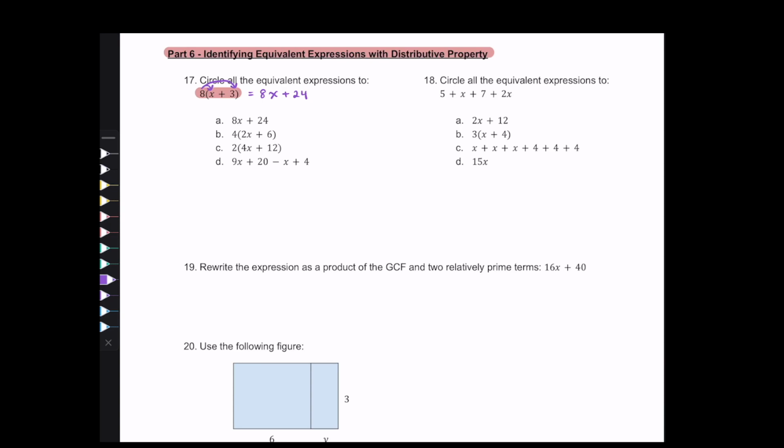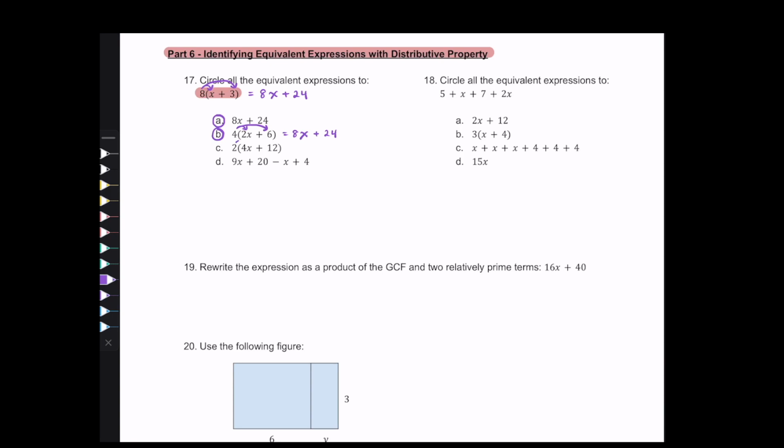So based on that, we know that A is going to be one of our answers, right? Because that's literally 8x plus 24. If you're wondering if B is correct, you can actually distribute here as well. So what's 4 times 2x? That's going to be 8x. And then what's 4 times 6 here? That's going to be 24. So look at that. It's the same thing also. It's just written using a different common factor.